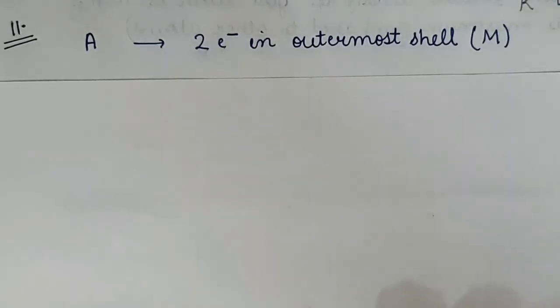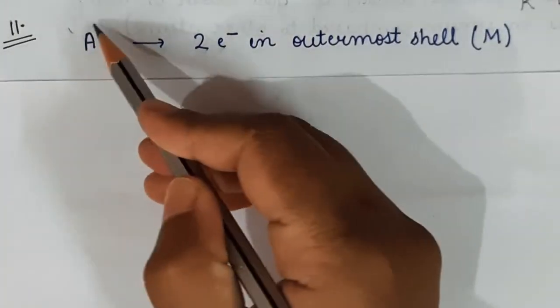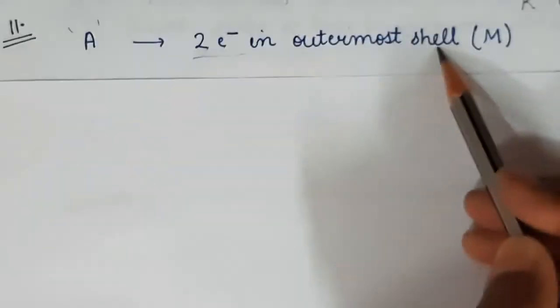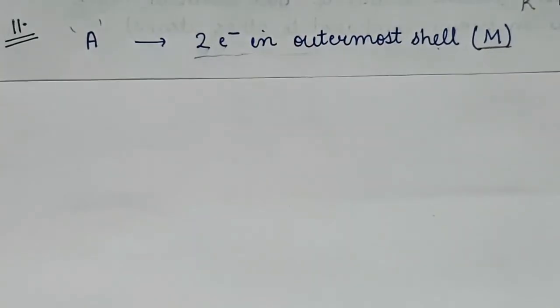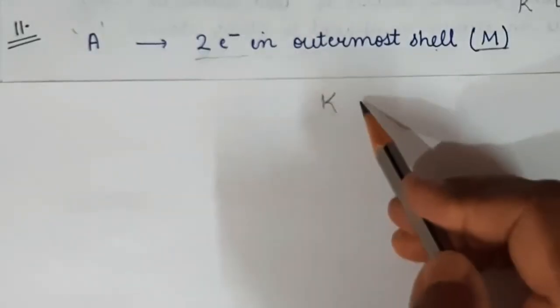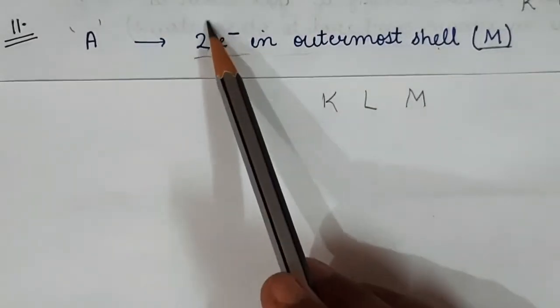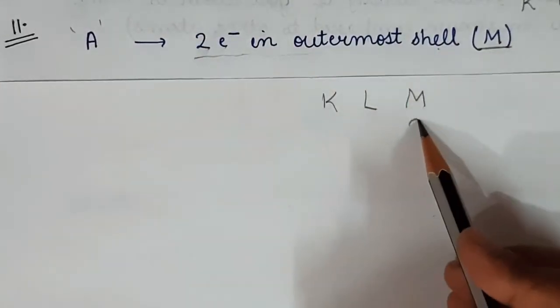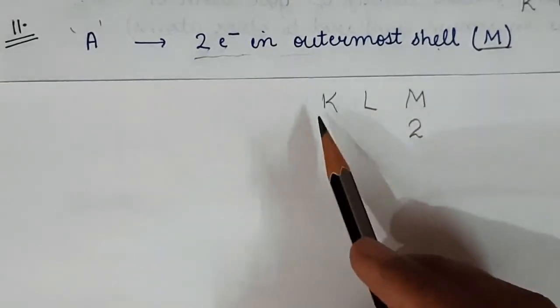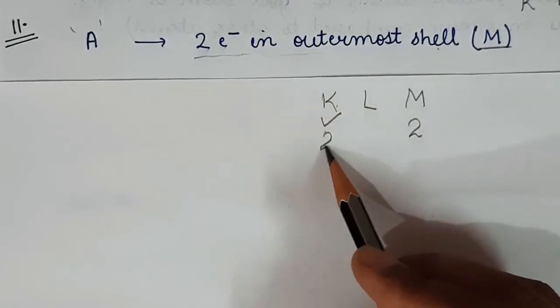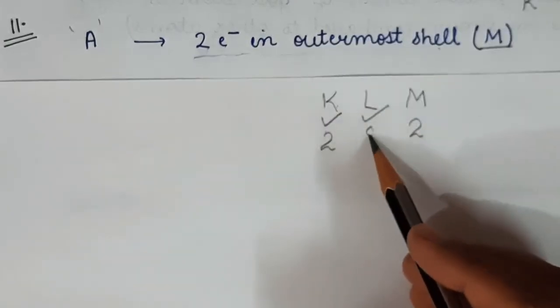Question number 11 is, an element A has 2 electrons in the outermost shell, M shell. The M shell is outermost. So what is the first shell? K, second shell L, third shell M. Now 2 electrons are present in M shell. Now you know the maximum number of electrons that can be accommodated in K, that will be 2. And in L it will be 8.